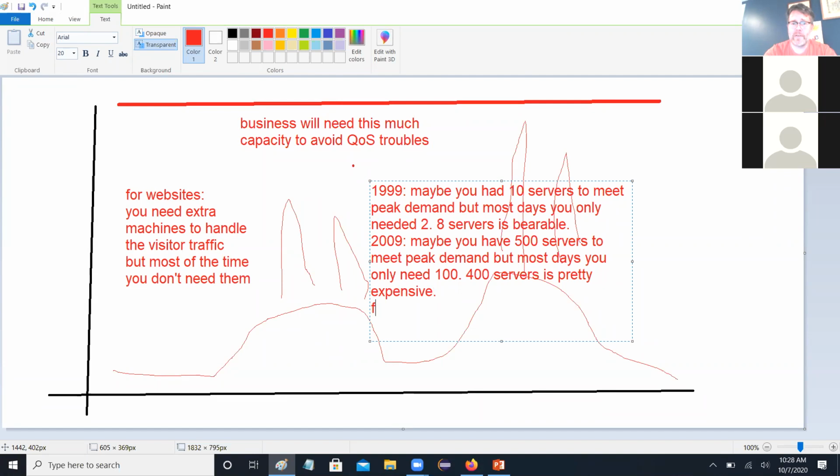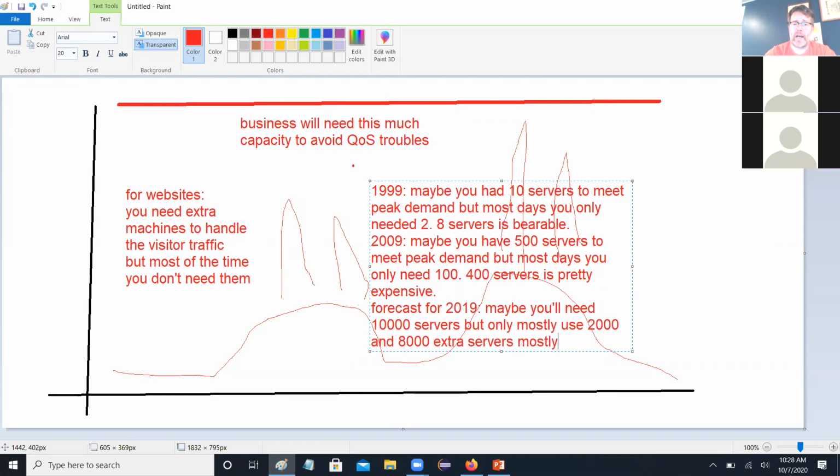You start looking at that, you're like, maybe we're not going to do that. But forecast for 2019, right? Maybe you'll need 10,000 servers, but only mostly use 2,000, and 8,000 extra servers, mostly idle, is not really sustainable. Especially when the future says, well, you're going to even need more machines in the future.